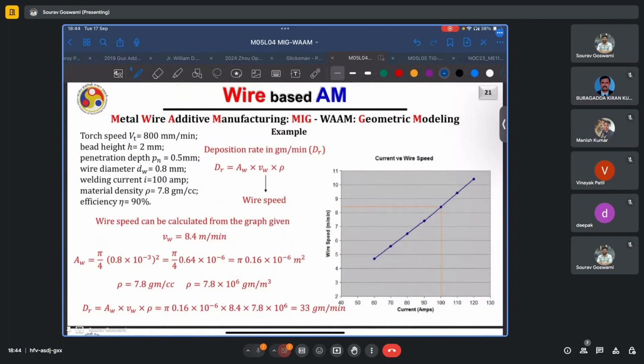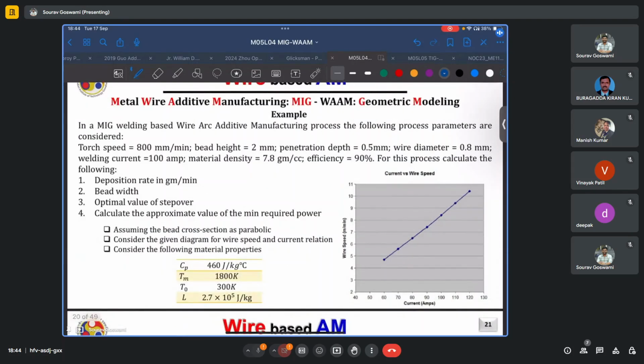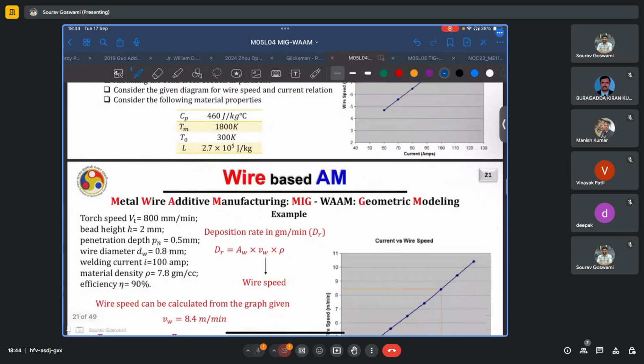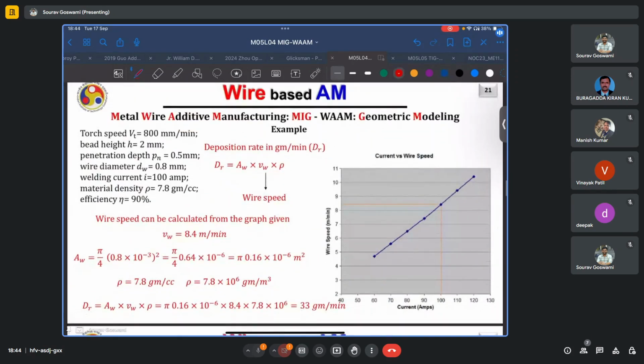First of all, the wire speed, as we discussed, can be calculated from this working curve. It is given that the arc current is 100 amps. So, as highlighted in the red line here, we draw a vertical line at 100 ampere current. It intersects the curve at this point, and that intersection, when connected to the y-axis, gives us a value of approximately 8.4 meter per minute.